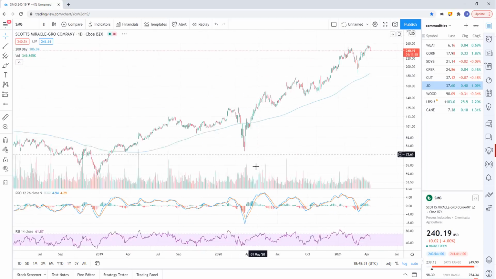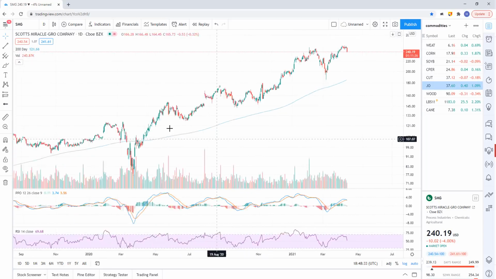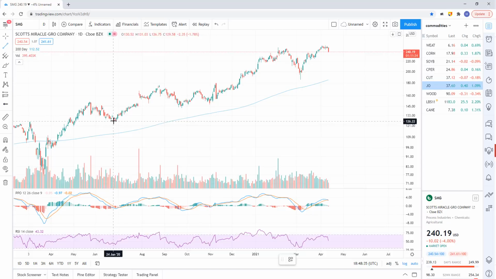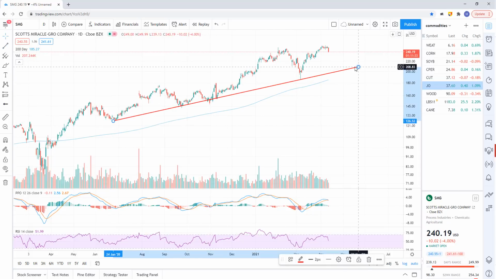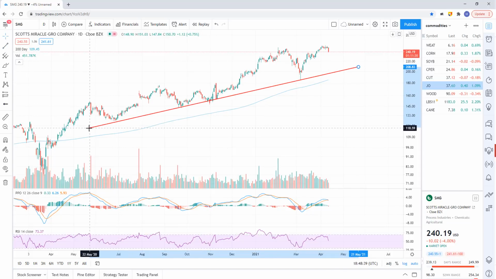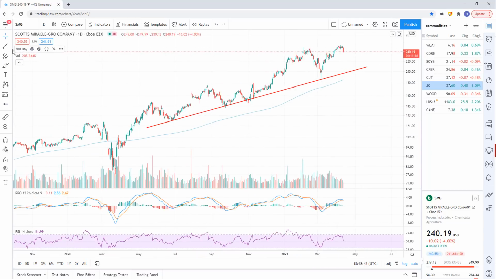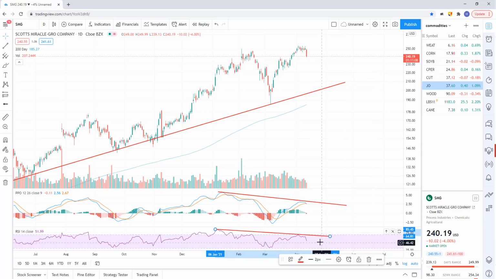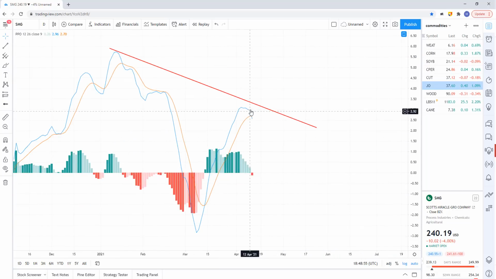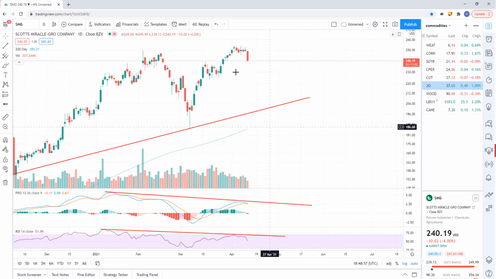The thing is, a lot of these ag input stocks have already run pretty hard. So we've got an uptrend line right there on SMG on your daily chart. We have clean negative divergence right there, starting to turn down as well. You can see the RSI starting to turn down, the PPO starting to turn down. Here's the PPO starting to get a bearish crossover right there.